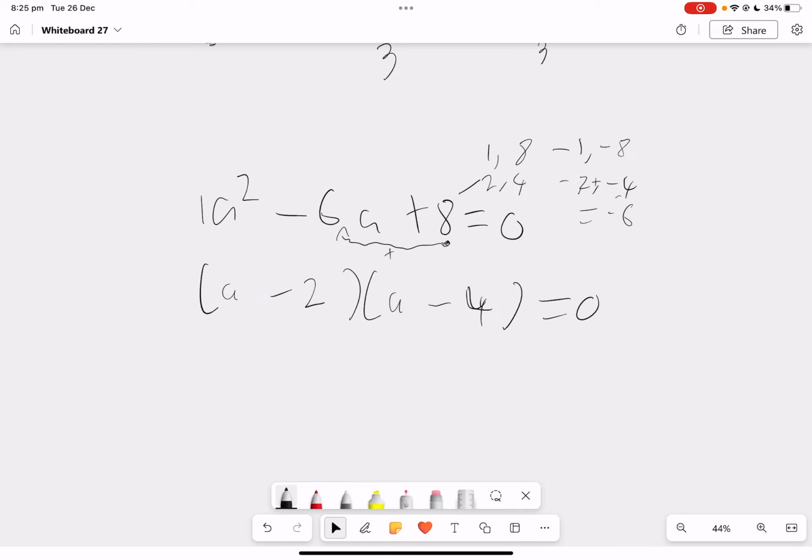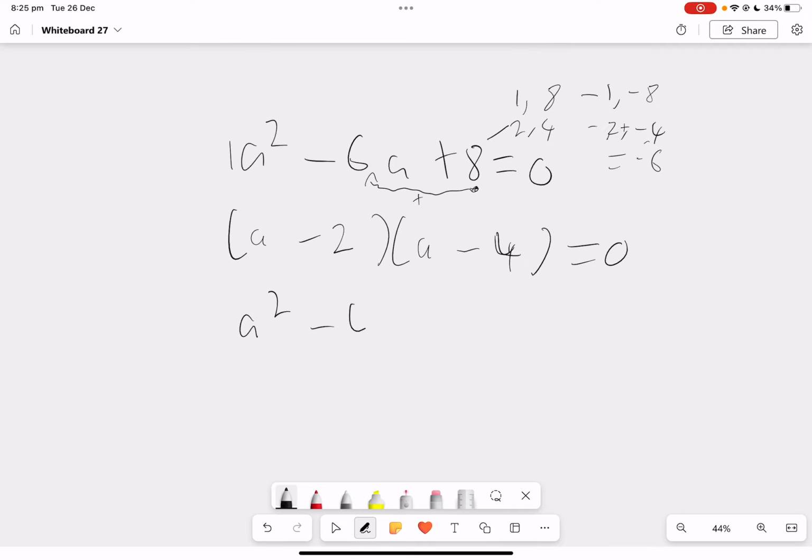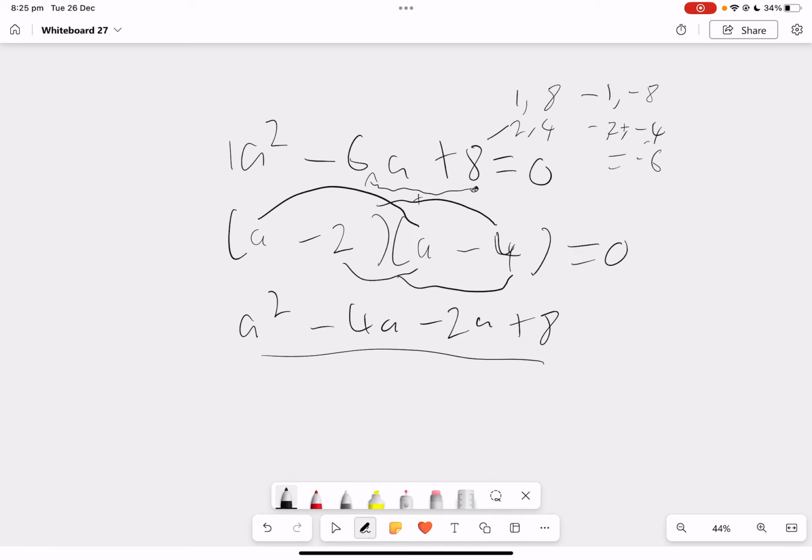And then if we expand that out, that's just a squared minus 4a minus 2a plus 8, as we know. Then we simplify that, and that would equal a squared minus 6a plus 8. So that is how I know it's correct. So we have factorized this correctly.